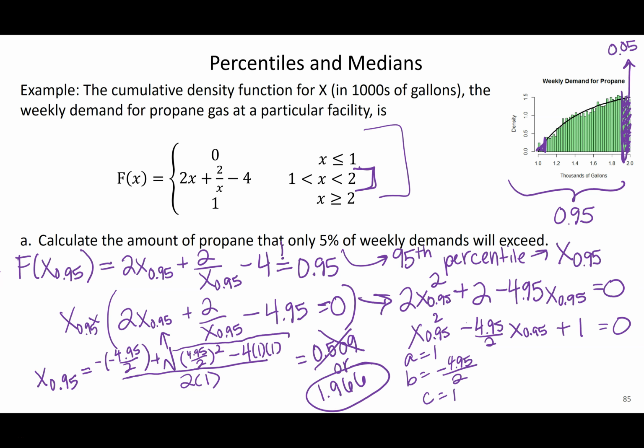So what this means is demands of 1.966 thousand gallons. See, 95% of the demands are below it, and only 5% are above it. So only 5% of the demands for propane at this facility are going to be above 1.966. So very, very few.